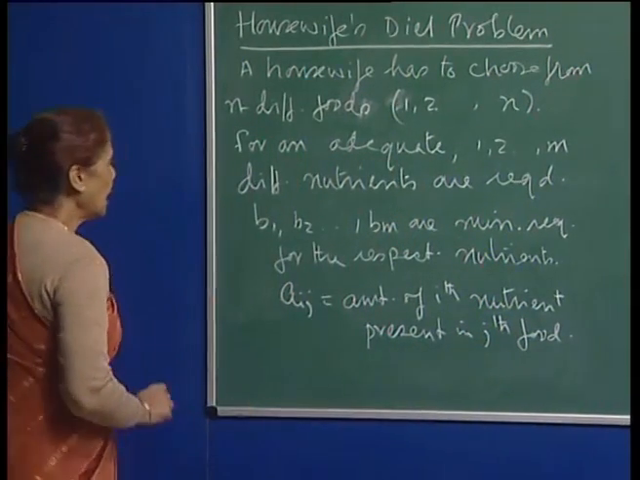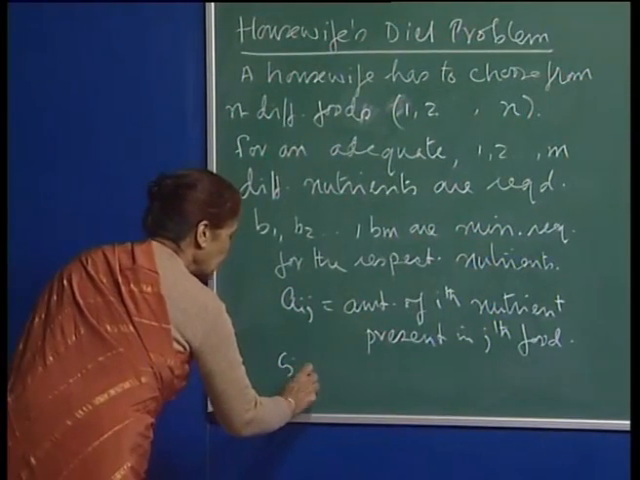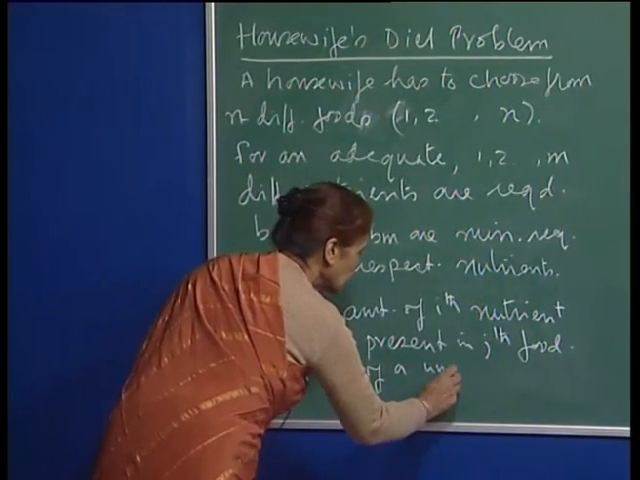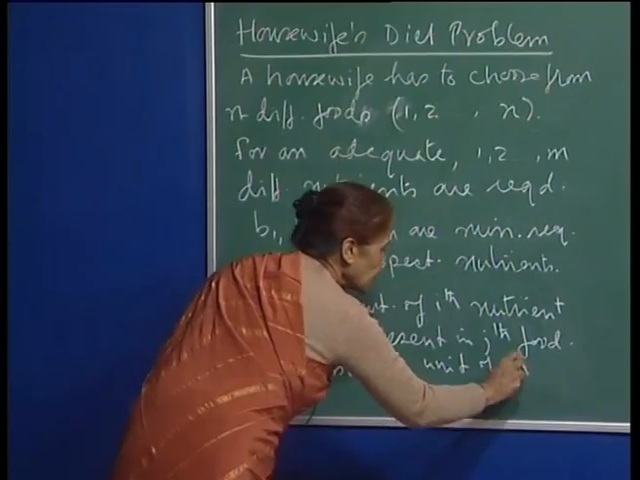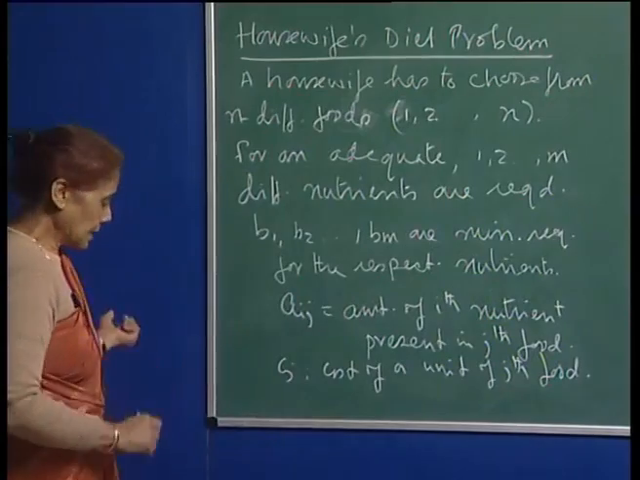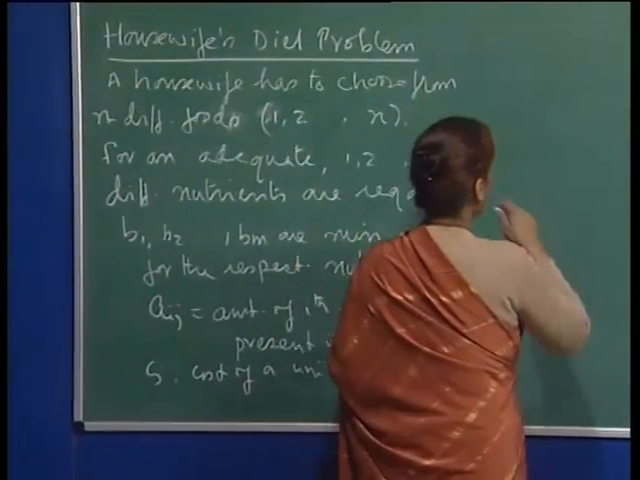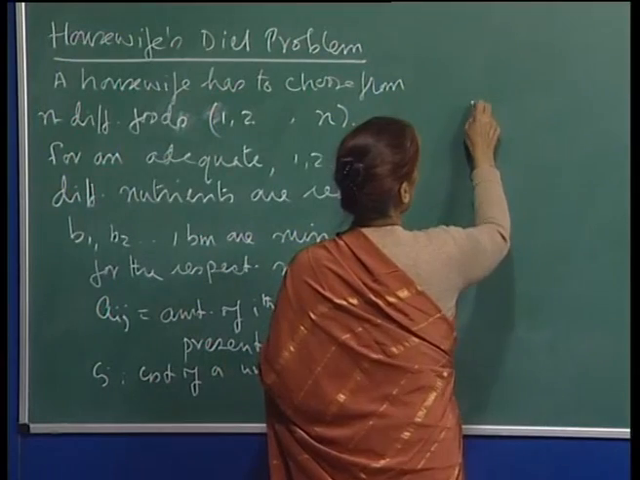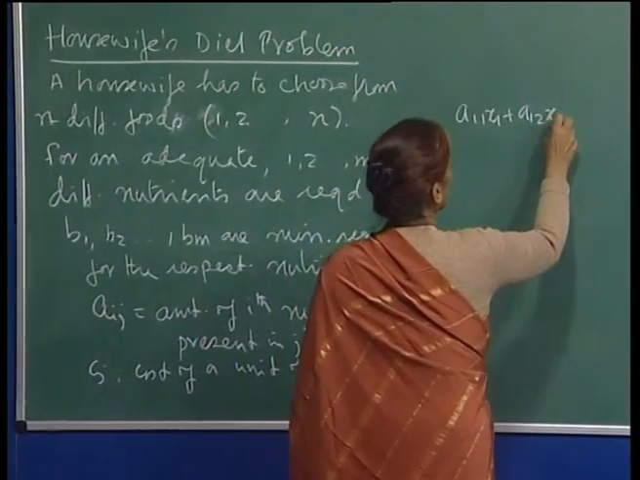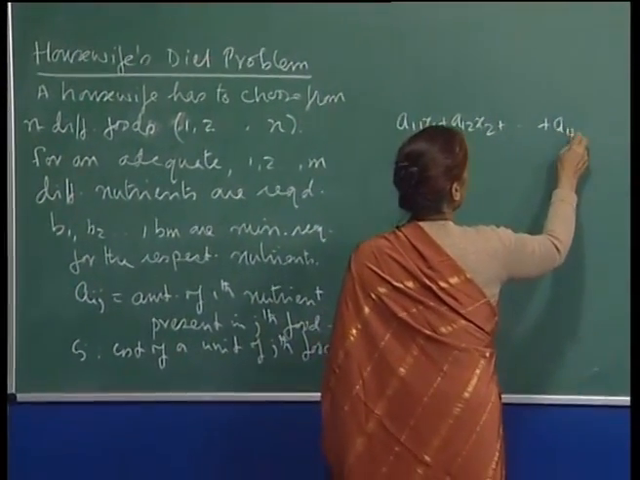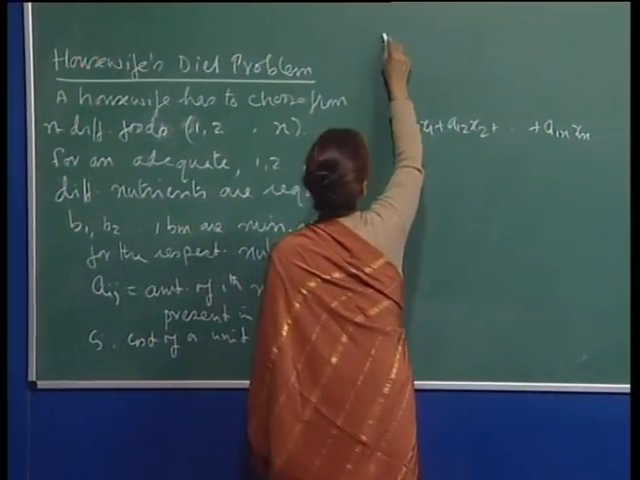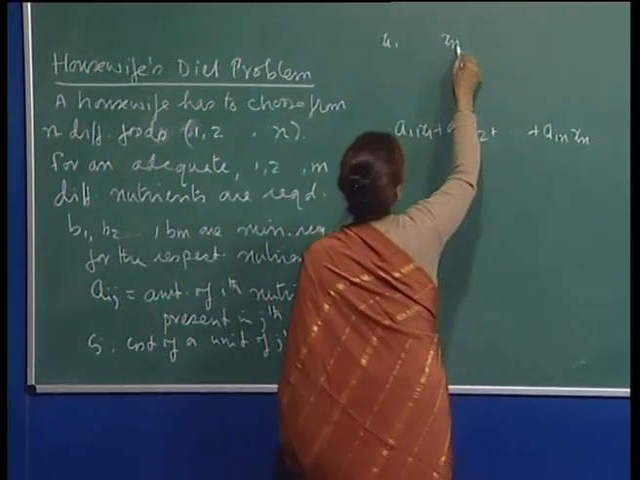Okay, you have this, and then you have Cj as the cost of a unit of jth food. So, with this data, what is she wanting to do? First of all, look at the constraint a11 x1 plus a12 x2 and so on plus a1n xn. My decision variables x1 to xn are the decision variables.